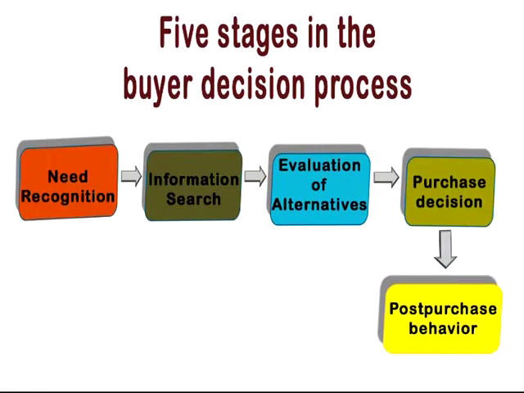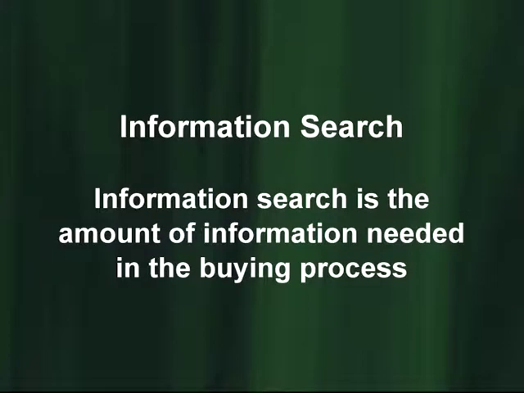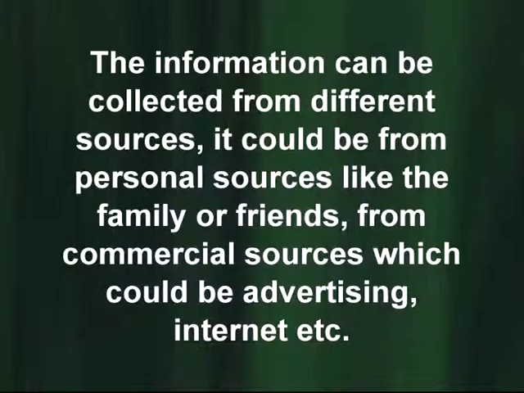The second stage in the buyer decision process is the information search. Information search is the amount of information needed in the buying process, and it depends on the strength of the drive, the amount of information you start with, the ease of obtaining the information, the value placed on the additional information, and the satisfaction from searching. The information can be collected from different sources.